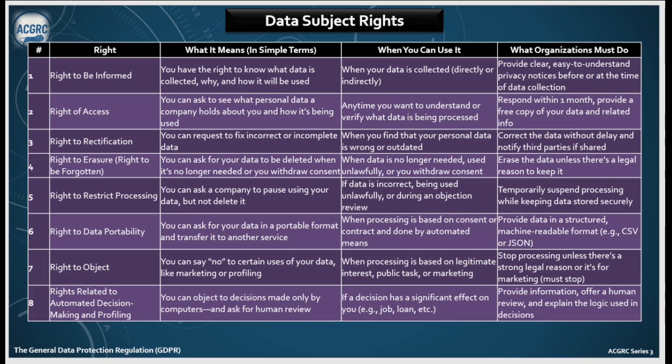The right to object. It means you can say no to certain use of your data like marketing or profiling. You can use it when processing is based on legitimate interest, public task, or marketing. The organization's responsibility is to stop processing unless there's a strong legal reason, or if it's for marketing, it must stop.